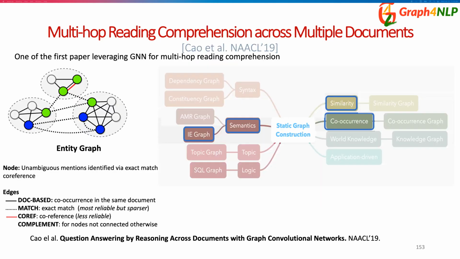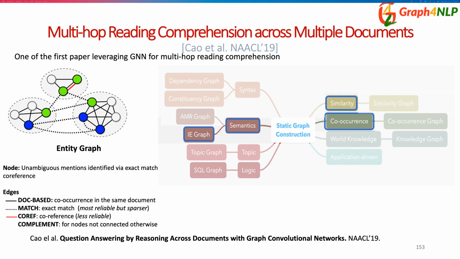So I'm going to introduce a few works that use this data set to build models. The first paper, Cao et al., is one of the first papers that leverage graph neural networks for multi-hop reading comprehension. In this work, it constructs an entity graph with nodes based on mentions from all supporting documents. The nodes are connected with different entity types and relations.